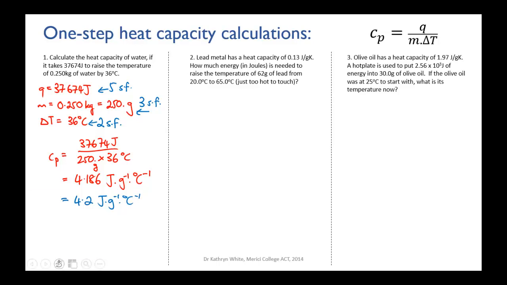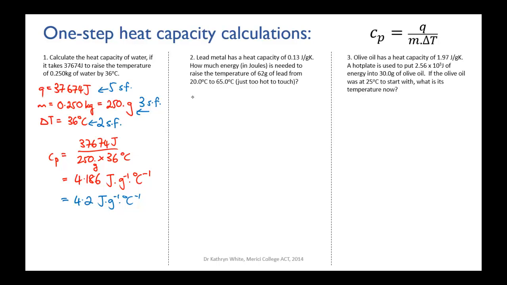Okay, let's do the second one. We're given the heat capacity of the lead. So obviously we're not going to be calculating heat capacity. We're going to be calculating something else. And then we're asked how much energy, that's Q, in joules is needed to raise the temperature of 62 grams of lead from 20 to 65 degrees Celsius, which is where it's just too hot to touch.